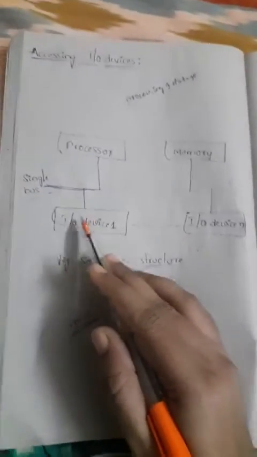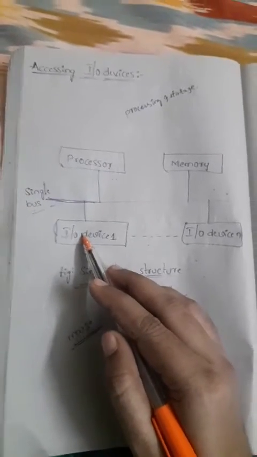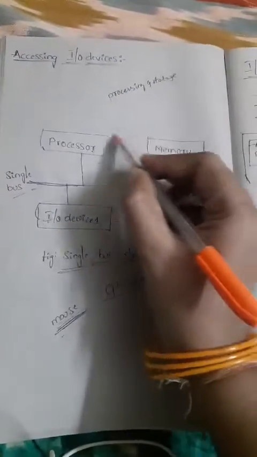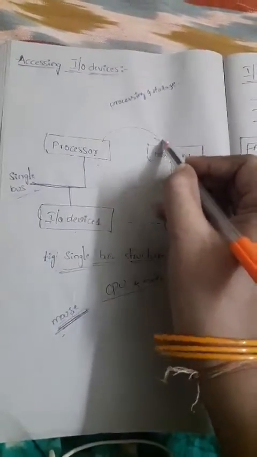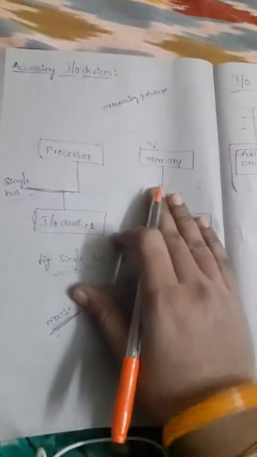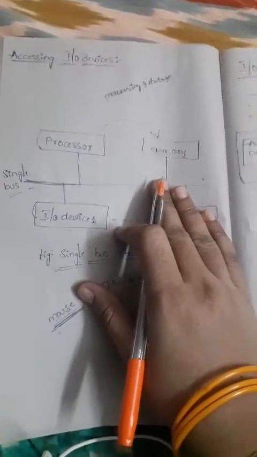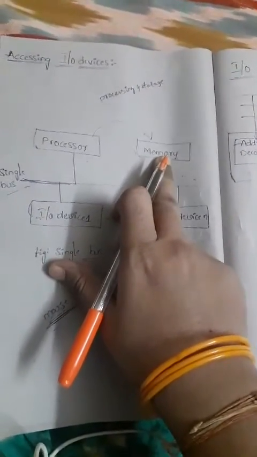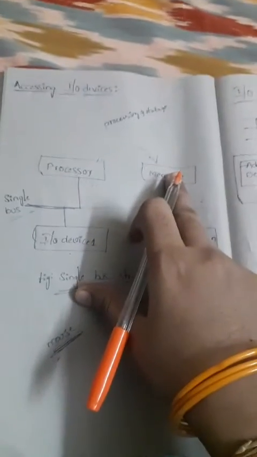How is it going to give the grant permission to the input device? That is to open some particular program which is available in main memory. So it gives the grant permission to the input device to open some particular program which is available in main memory.